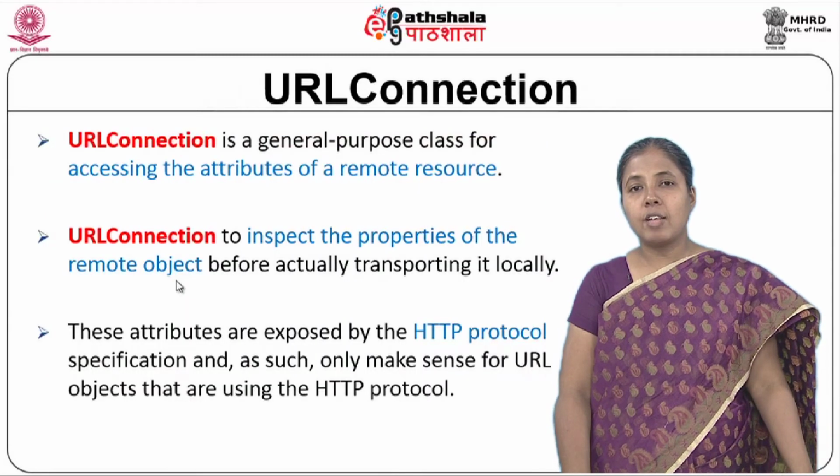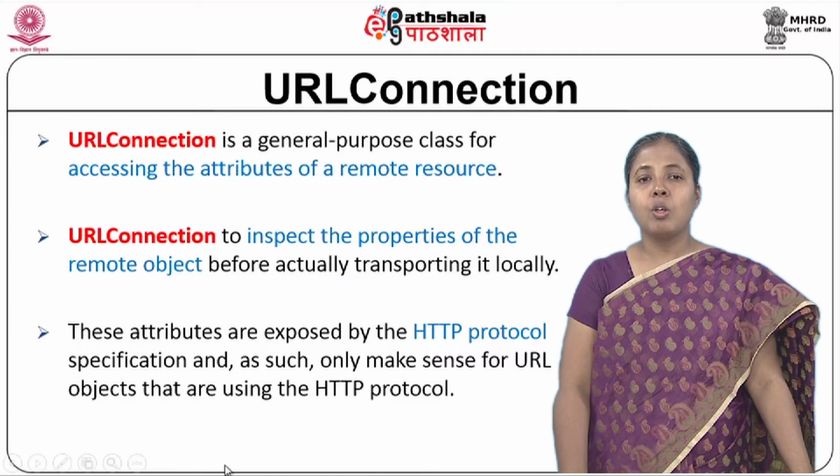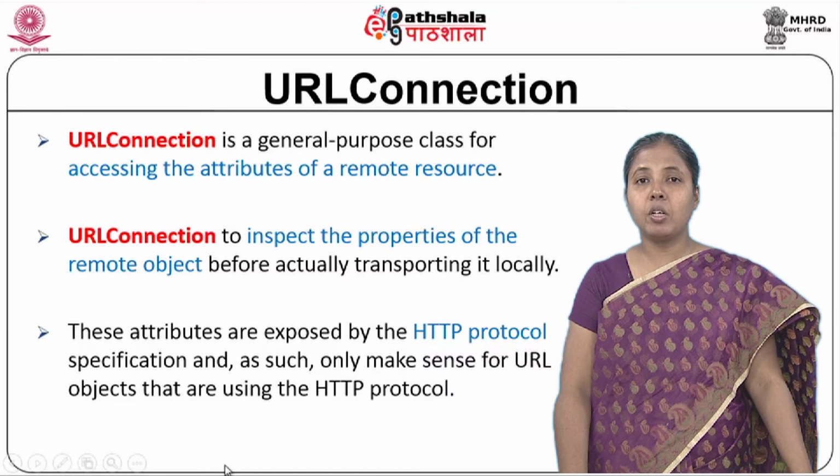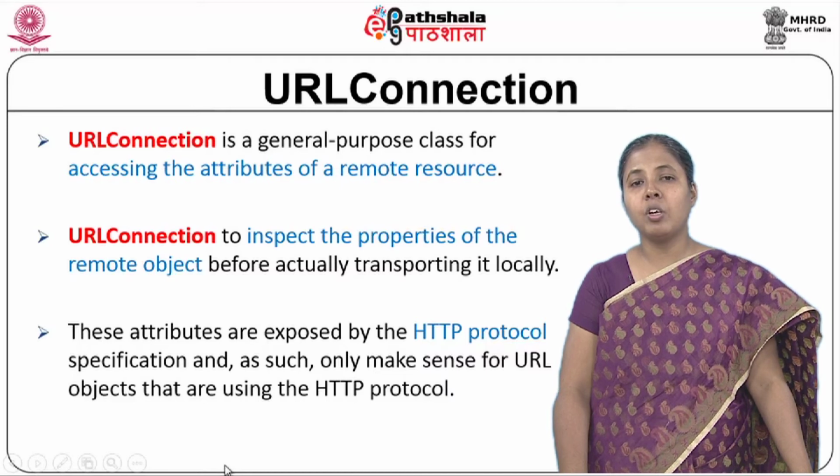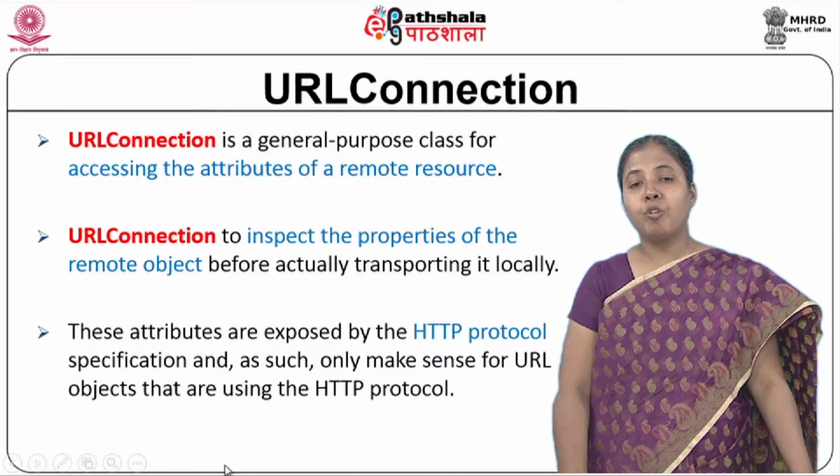Now, let us see there is another class called the URLConnection class. This URLConnection class is a general purpose class for accessing the attributes of a remote resource. So, URL is to access the resource and URLConnection is to access the attributes of a remote resource. The URLConnection class would also inspect the properties of the remote object before actually transporting it locally.